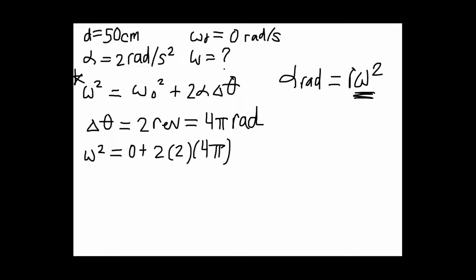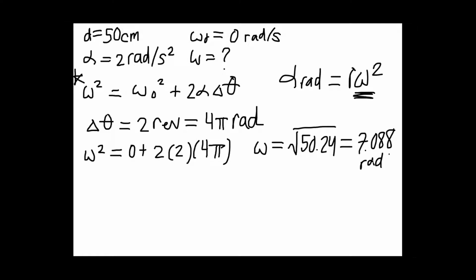Alrighty, and then we can just solve for omega, which would be the square root of 50.24. Which comes out to be about 7.088, or for the sake of convenience, 7.09 radians per second. Now that we have our omega, we can put that into the formula that we mentioned above.